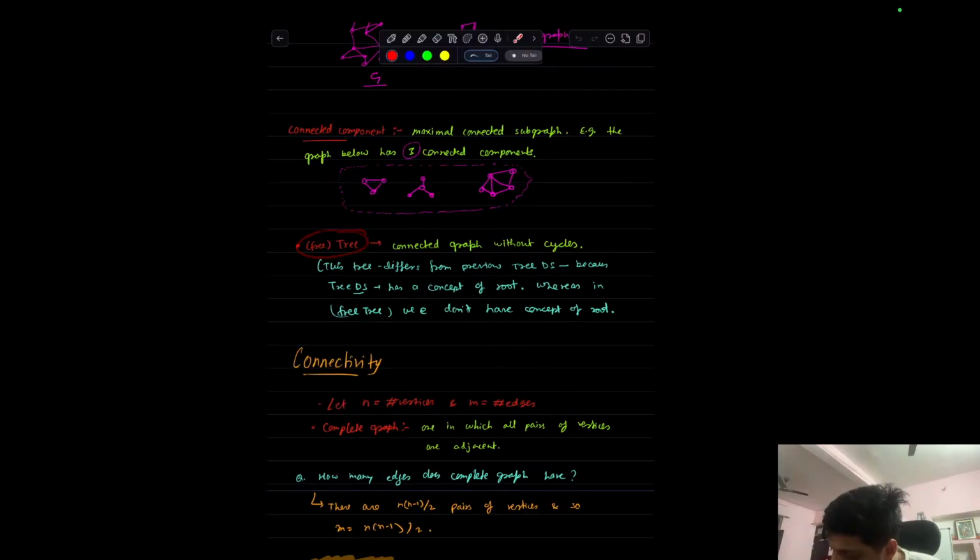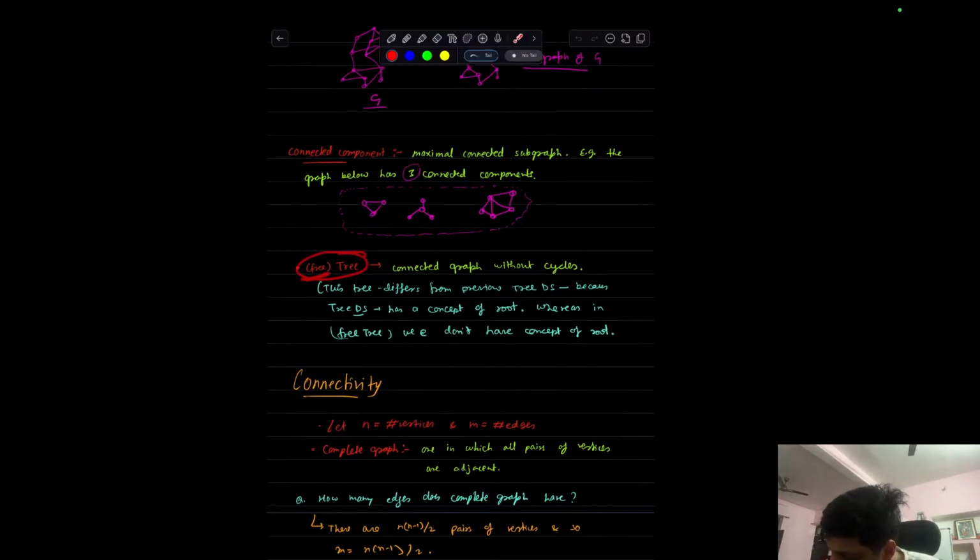Next is a tree: a connected graph without cycles. I won't say a graph is a type of tree, but a tree is a type of graph. So a tree is a graph which is connected and without cycles.